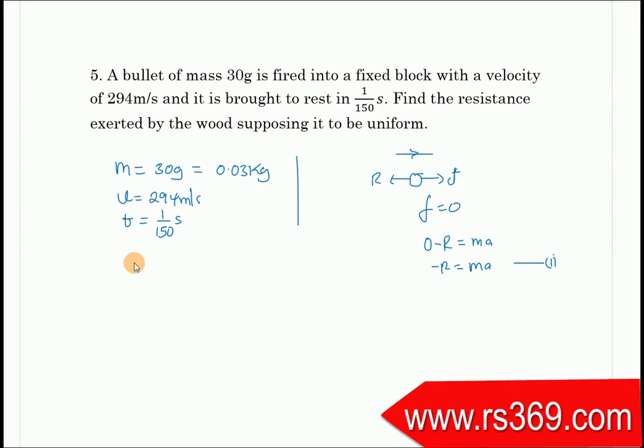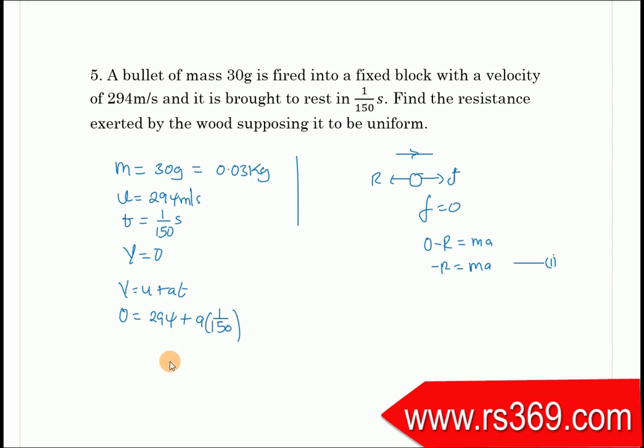Now it was moving at this velocity, and the final velocity is 0, and that is the time. So we have U, we have T and V, and we can get the value of A. V is equal to U plus AT. Final velocity is 0, U is 294, plus A, the one I'm looking for, and the time is 150. So when this one goes to the left, it becomes negative.